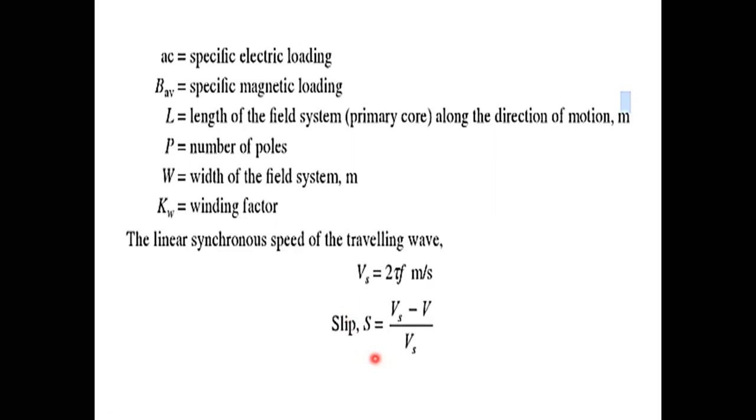Next, slip. Slip has the same relation as in the normal induction motor, that is, V suffix s minus V by V suffix s. Here V suffix s is the synchronous speed and V is the normal speed.